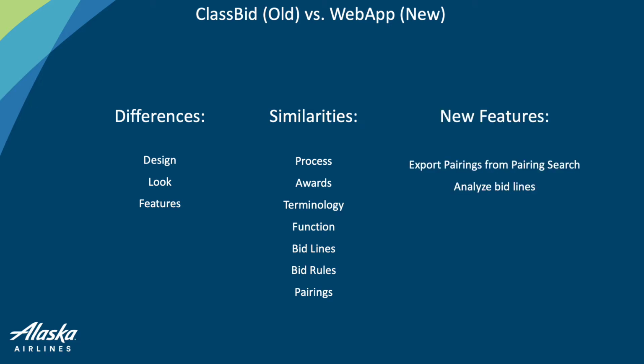Any new features? Well, WebApp has the added ability to export pairings from a pairing search into your bid without having to manually type each pairing number. WebApp also has an analyze feature that can show you line by line what you're bidding for. It's a great tool to double check that you've correctly entered the bid line as intended.